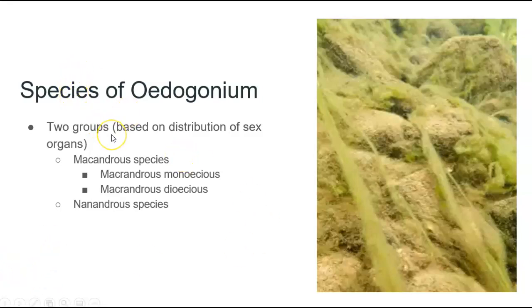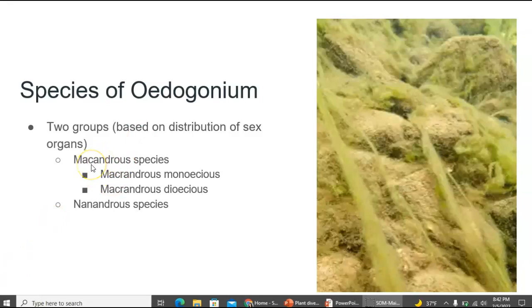There are two groups of Oedogonium. The first group is the Macrandrous species, and there are two forms of Macrandrous species. We'll talk about them. There's the monoecious and the dioecious, and then there's the Nannandrous species. And I am not a plant expert, so I'm doing my best to pronounce these correctly, but I'm not 100% sure if I'm pronouncing them correctly.